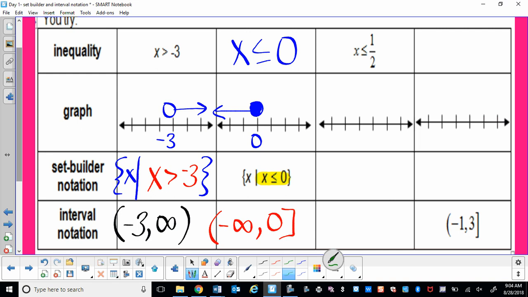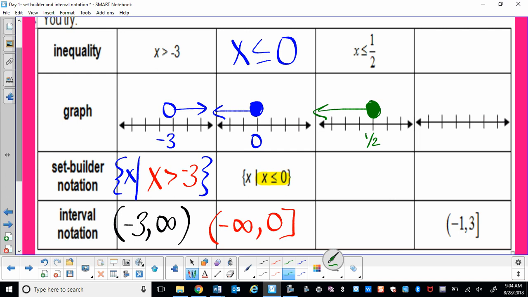All right, the third one, my inequality says x is less than or equal to 1/2. Open or closed? It's closed because it's "or equal to." Do we understand why it's closed? Because of the extra line under here, or equal to. All right, so I go towards the left.